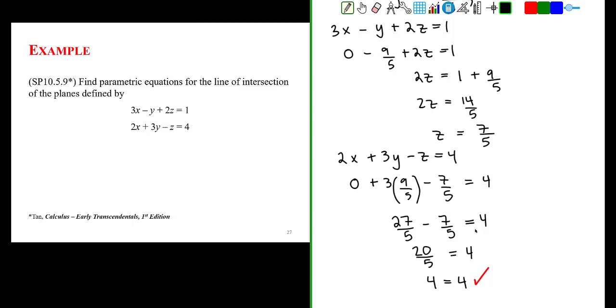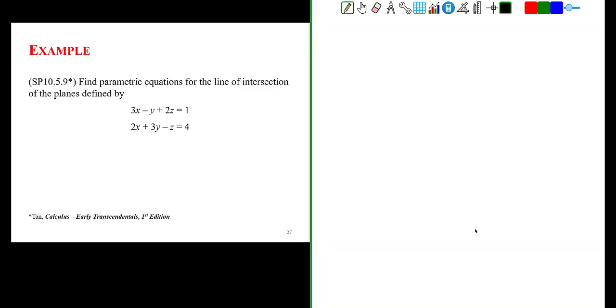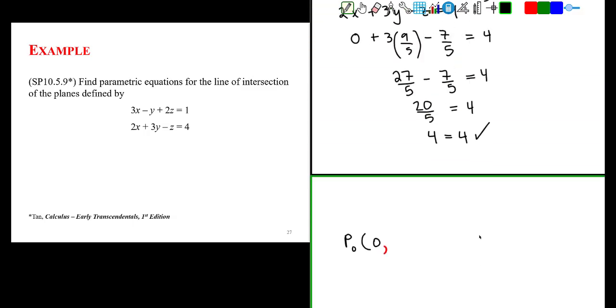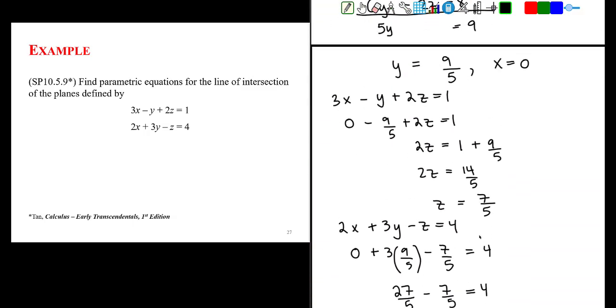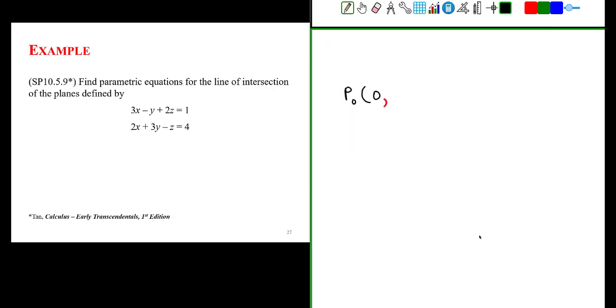Because it checks, we now have a point on the line of intersection. We will call this point P0, a point on the line of intersection that is shared between the line and both planes. And that point has an x-coordinate of 0. The y-coordinate was 9/5, and the z-coordinate is 7/5.